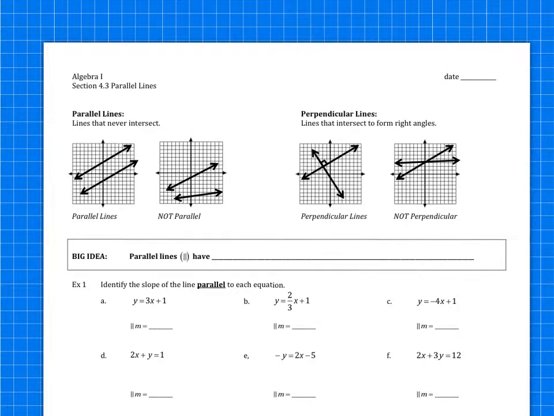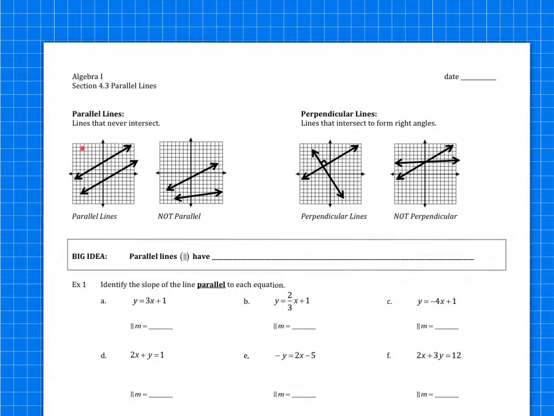Hey guys, so we're gonna just do a quick video about parallel lines. You've hopefully got a worksheet in front of you that the sub handed out, and so basically a couple things we're gonna talk about. So parallel lines are lines that never intersect. You've heard of them. You know what these are.